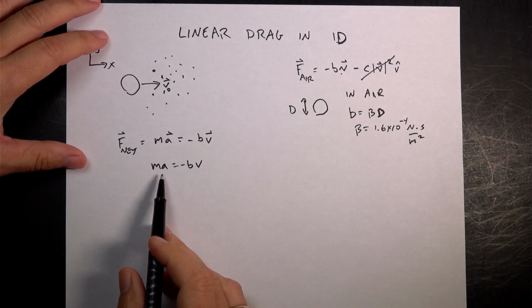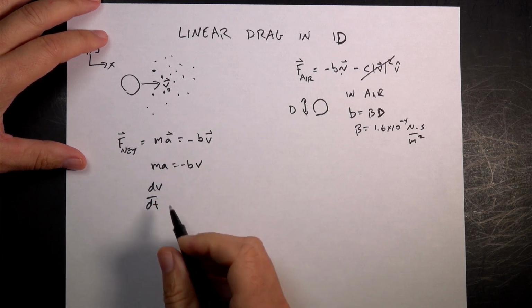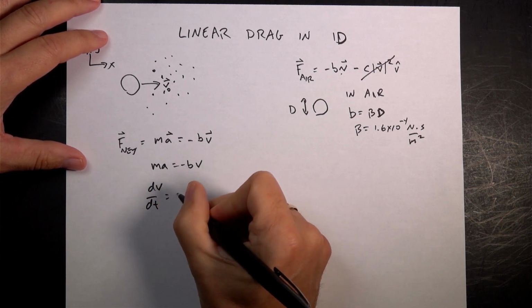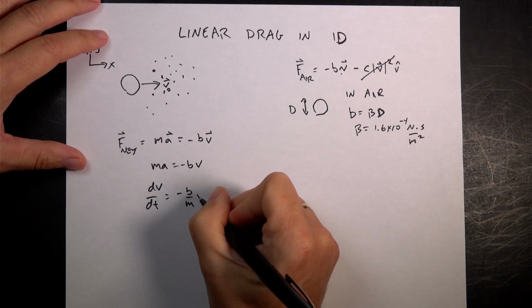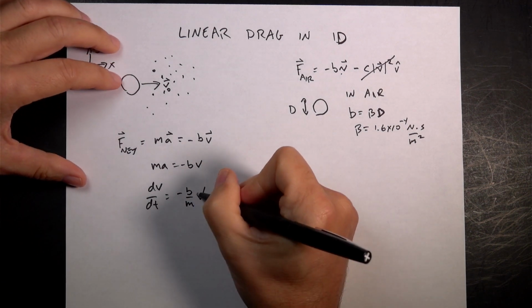So there's my Newton's second law. And now I can write the acceleration as dv dt. That's the derivative of the velocity with respect to time is the acceleration. And I divide both sides by the mass. I get dv dt equals negative b over m v. So that's my differential equation that I want to solve.